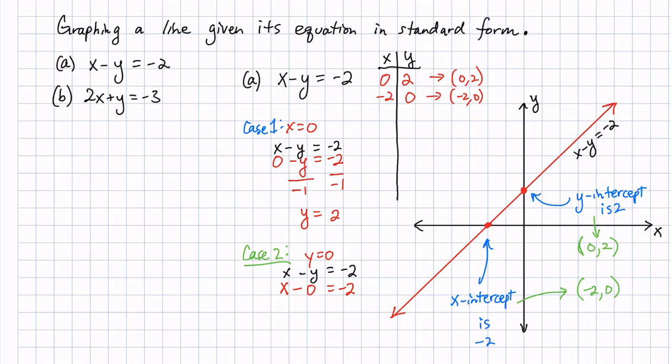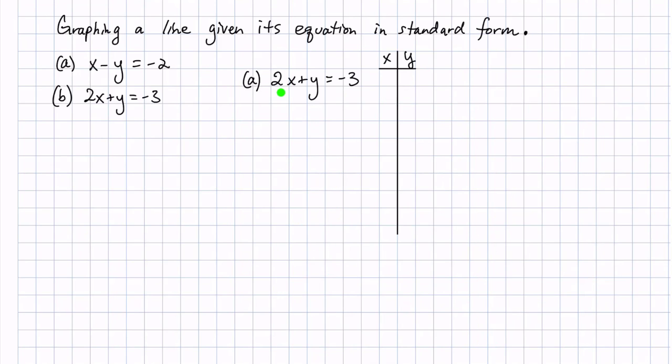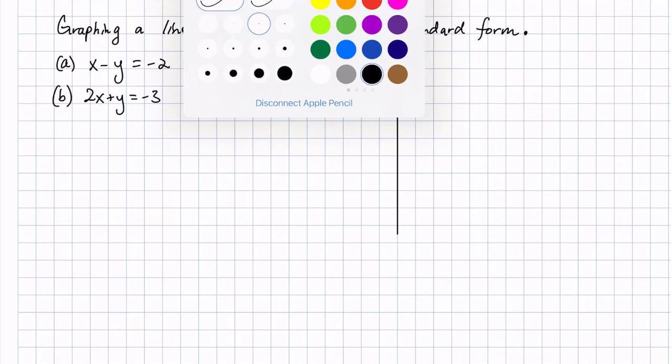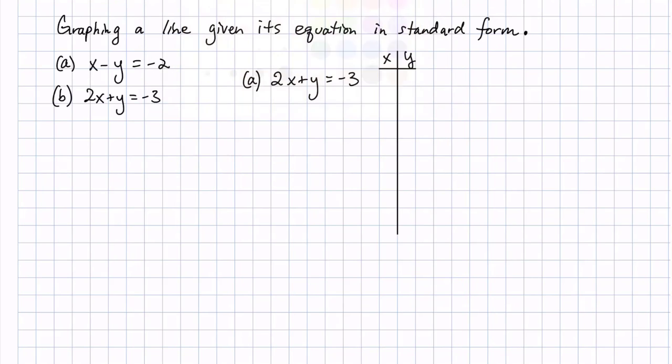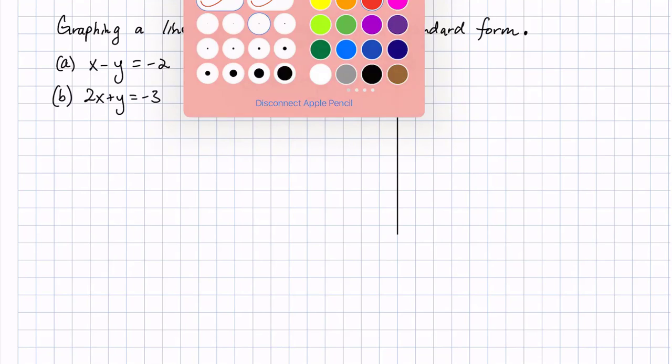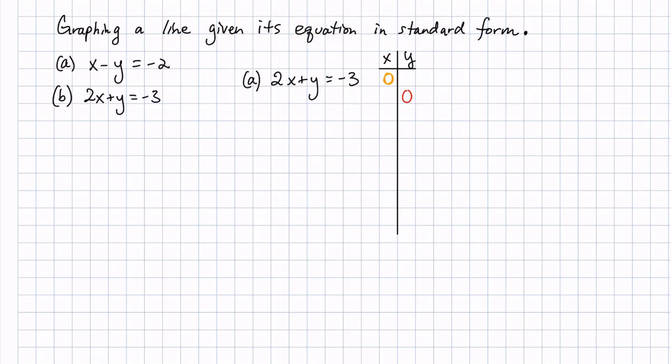Let's do this again for example B. So here we are. This equation is once again in standard form, ax plus by is equal to c. And let's try choosing our intercepts again. So we do them one at a time. Let's say x is 0, and then let's say y is 0, and then we just have to find the other value.